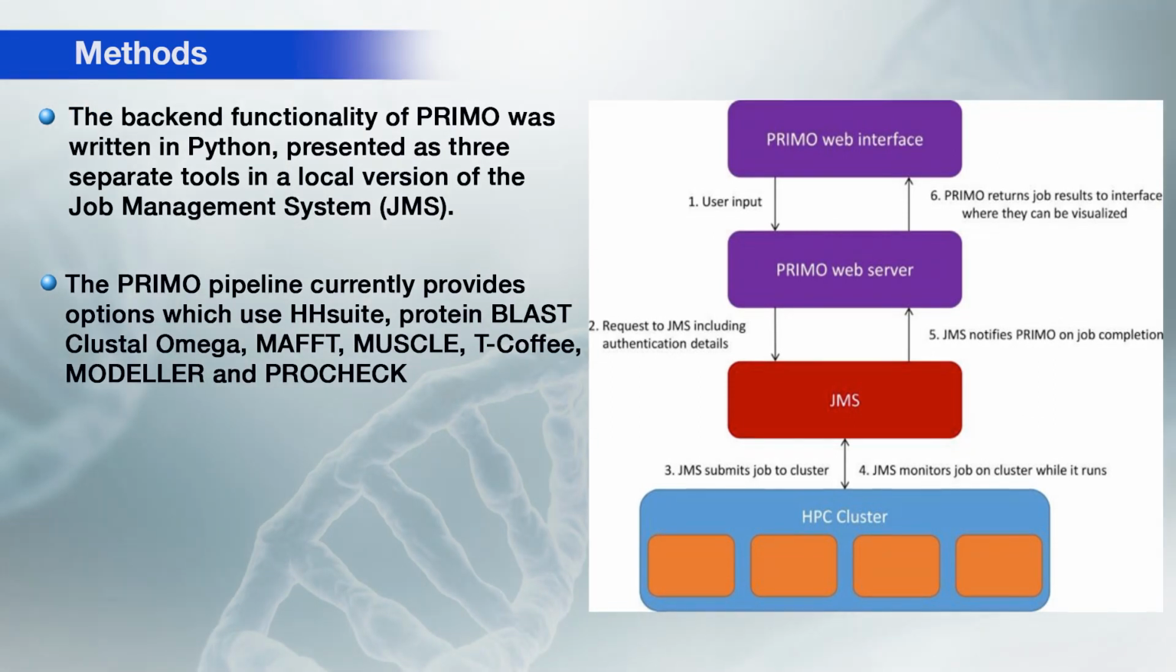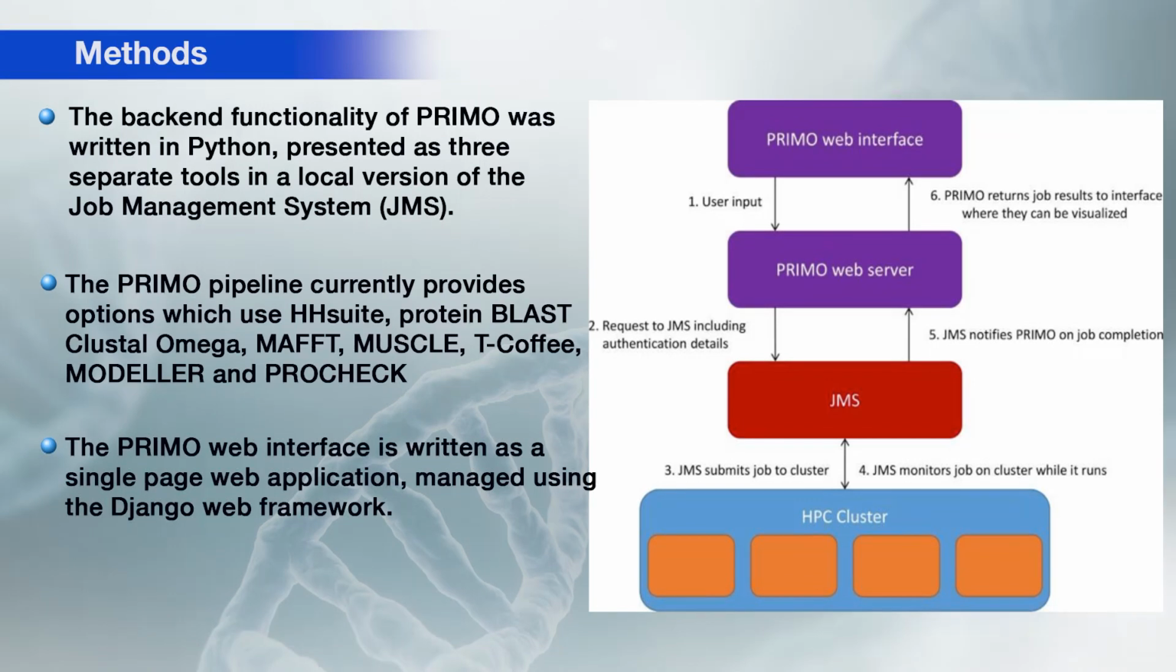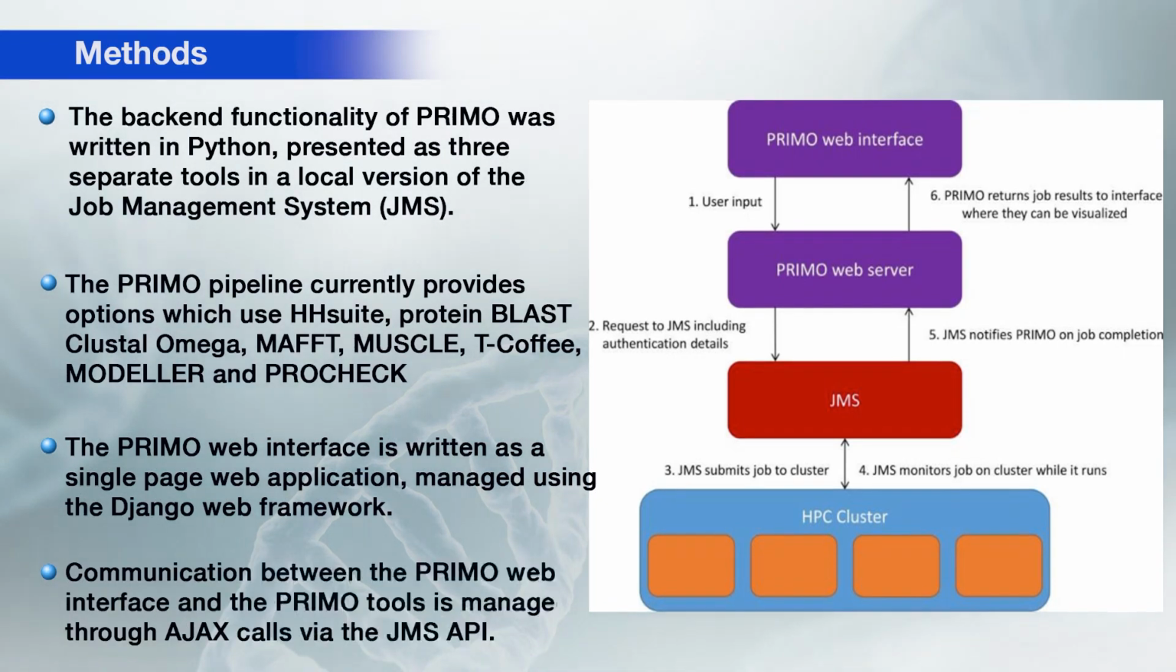So, at one phase itself we are able to do basic local alignment search tool, multiple sequence alignment, protein modeling and validation of protein. The PRIMO web interface is written as a single page web application which is managed by Django Web Framework. Communication between PRIMO web interface and PRIMO tool is managed through AJAX calls via GMS API, which is represented in the figure in the slide.